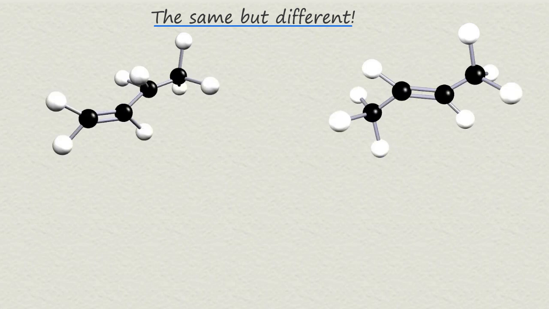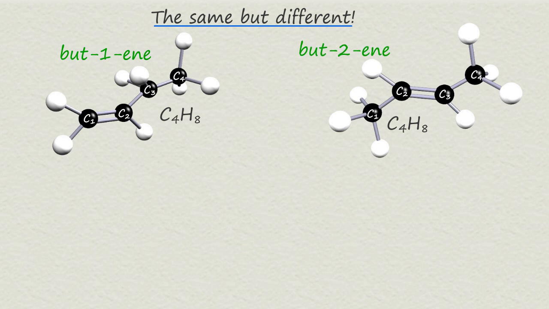The two ball and stick models show images of the molecule butene. Both the models have the same molecular formula, that is C4H8, but if you look carefully, you will see that the molecules are slightly different from each other. In the left-hand model, the carbon-carbon double bond is between carbon atoms 1 and 2, and in the right-hand model, the carbon-carbon double bond is between carbon atoms number 2 and 3. The left-hand model is called but-1-ene, where the 1 indicates the position of the carbon-carbon double bond in the molecule, and the right-hand model is called but-2-ene, with the 2 indicating that the carbon-carbon double bond is between carbon atoms number 2 and 3.